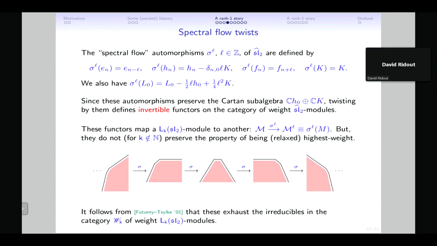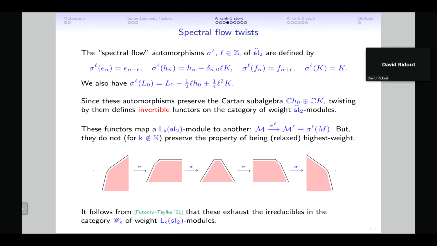All right, but if you've got some automorphisms of our affine algebra, you can check that these preserve the Cartan subalgebra, right? So H_0 goes to a linear combination of H_0 and K, and K goes to K. So we're preserving the Cartan subalgebra. And so what you can do is you can just take your representation, compose it with one of these automorphisms, and get a new representation. We call that twisting by the spectral flow automorphism. And what you're going to get then is invertible functors on any category which is closed under this twisting operation. And because we preserve the Cartan subalgebra, we know that the category of all weight modules over the affine VOA will be preserved in this way.